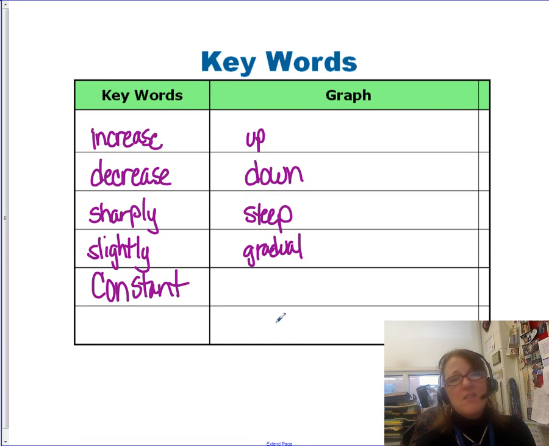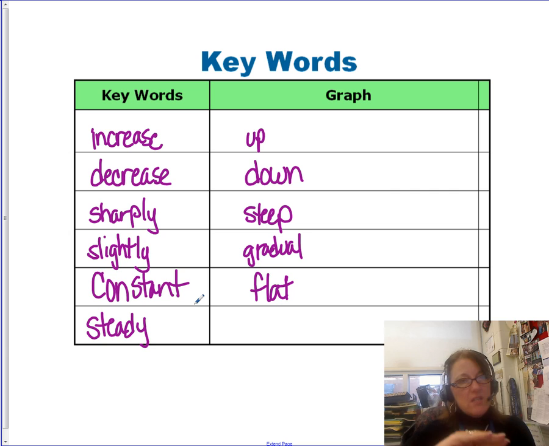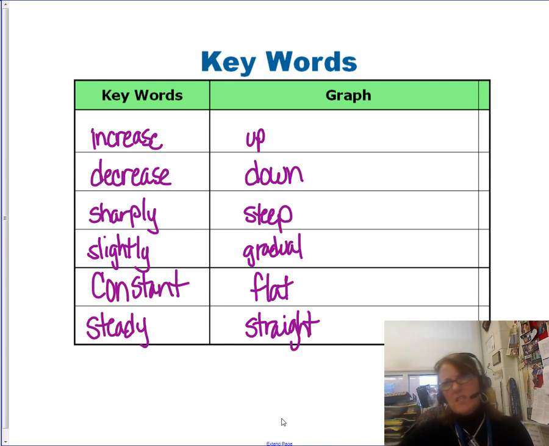Constant, that's also a good one. That one I'm thinking flat, perhaps. Steady or steadily, meaning it's either increasing steadily or decreasing steadily. That kind of gives me the impression that it's going to be going in a pretty straight line, not a zigzaggy pattern, that it's at a constant rate of some sort, okay?